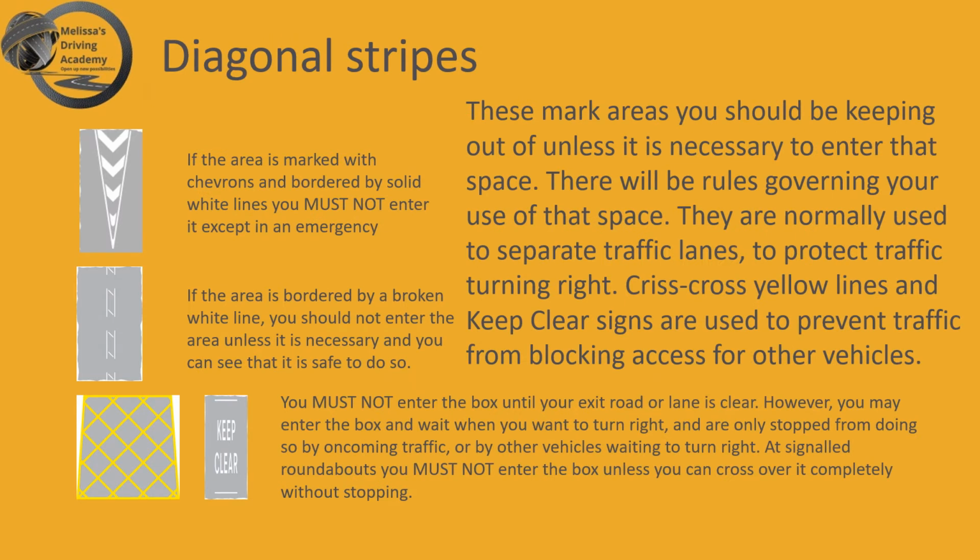Diagonal stripes are used to govern your use of a certain space. Markings with solid lines around it tell you that you must not drive in that area. Areas surrounded by broken lines say that you should not use that space unless you need to and you have checked that it is safe to do so. Yellow crisscross markings and keep clear sections are used to make sure that you do not block others from turning in and out of junctions when traffic is queuing. You must not stop in these areas unless you are waiting for oncoming traffic to clear before turning right.